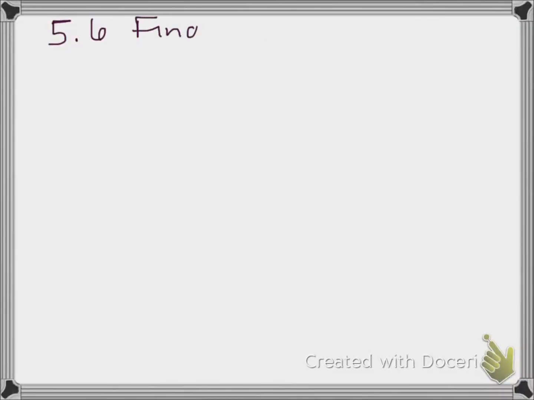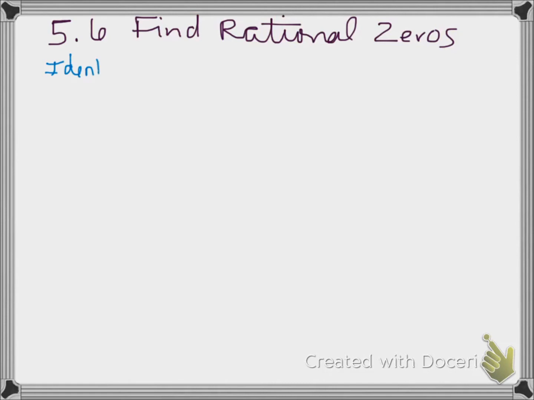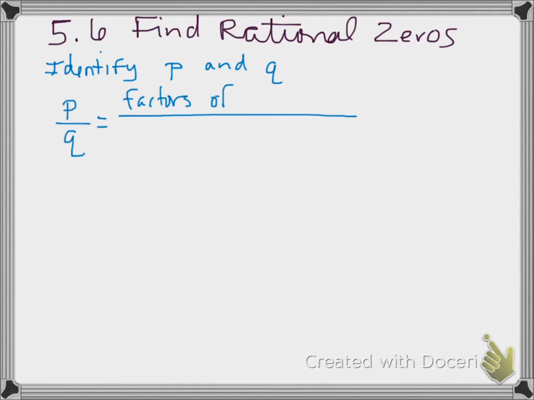So this is 5.6, which deals with finding the rational zeros. In order to do that, you will have to do a couple of things. First thing is you have to identify the P and the Q. P is the factors of the last term, which in most cases is going to be a constant. Q will be the factors of the first term. We're just talking about the actual number in front of the x, or the number by itself.